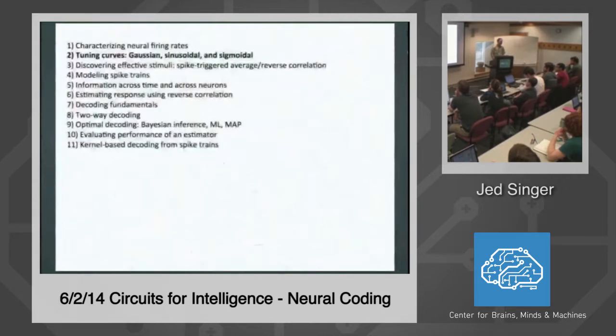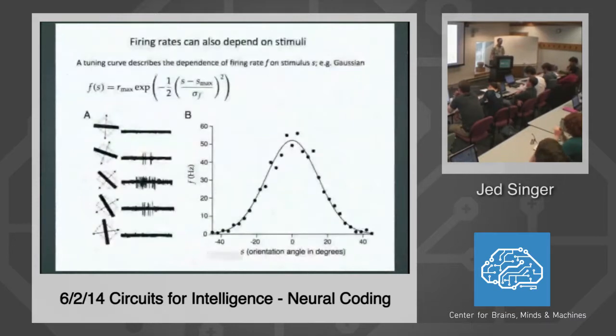So, those are sort of the basic ways that we can talk about what a neuron is doing, how often it is firing, what a spike train looks like. Typically, we're interested in what a neuron does in response to different stimuli. And the description of a firing rate as a function of stimulus is called a tuning curve.